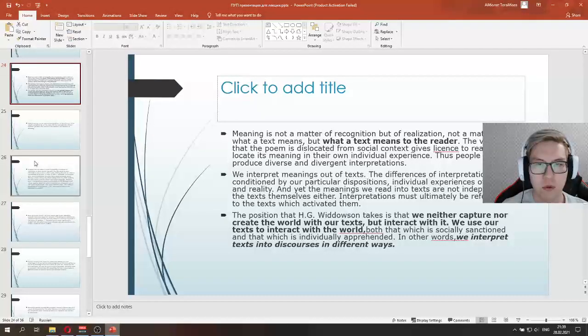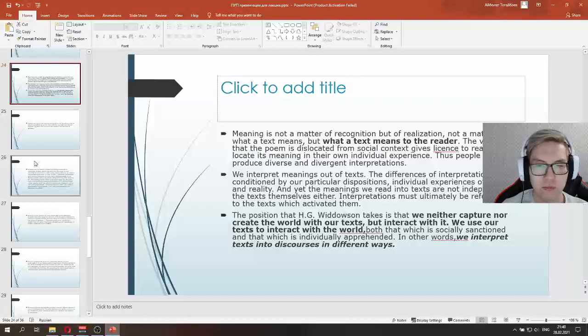The very fact that the poem is dislocated from a social context gives license to readers to locate its meaning in their own individual experience. Thus, people will produce diverse and divergent interpretations. We interpret meanings out of texts. The differences of interpretations are conditioned by our particular dispositions, individual experiences of language and reality. And yet, the meanings we read into text are not independent of the texts themselves either. Interpretations must ultimately be referred back to the texts which activated them.